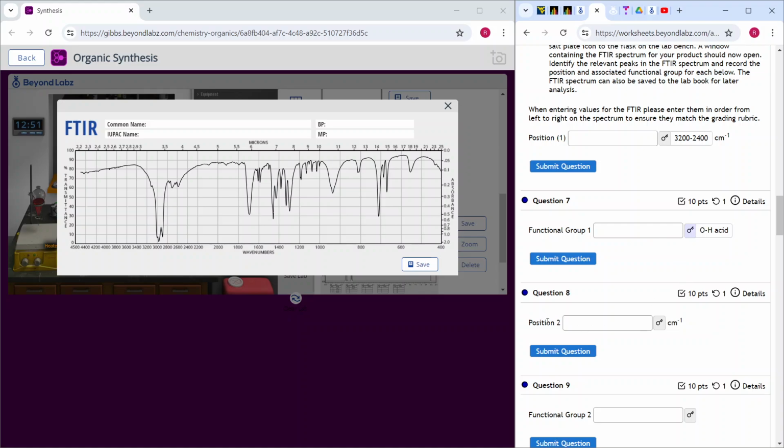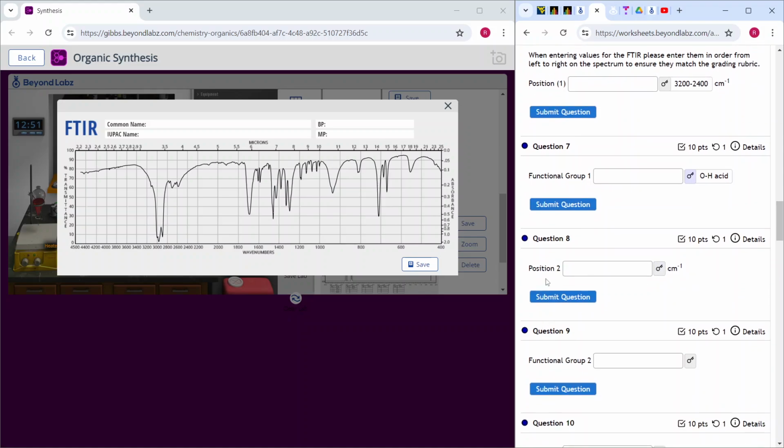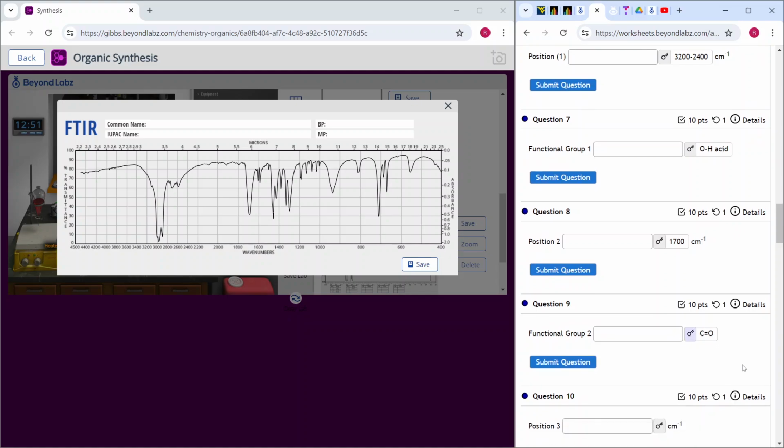Now, the second position is the carbonyl. The second position that I care about, position 2, is this. This is the second peak. So that is the carbon double bond O. What they are looking for is the carbon double bond O of the acid, which is approximately at 1700. And then the functional group is the C double bond O. So write down C double bond O in there.